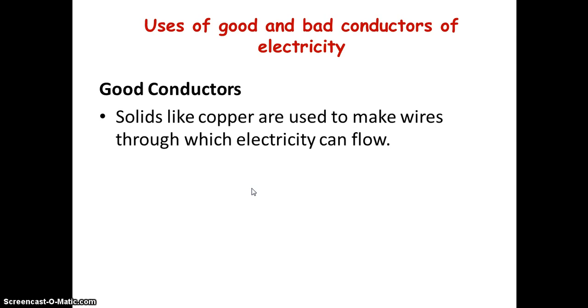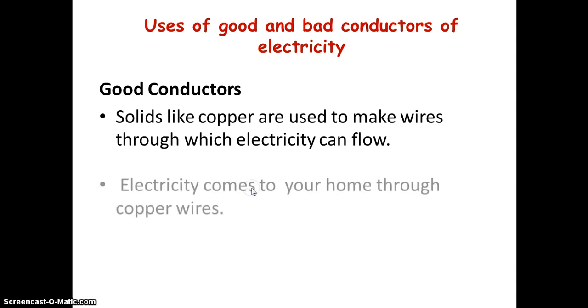So earlier I had shown you a small cable, and when that cable is plugged, inside that cable is a copper wire, for example. And why do we use copper wires inside those cables? Because copper is a good conductor of electricity. It allows electricity to flow through.